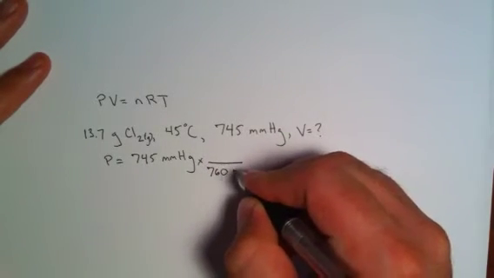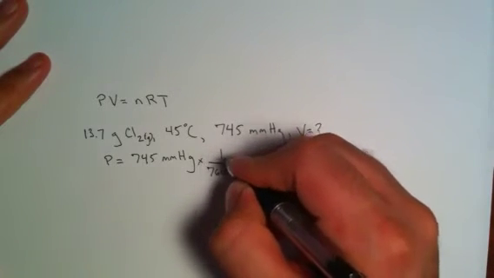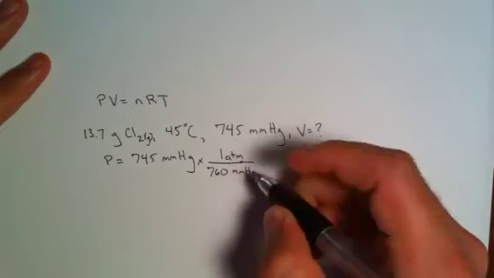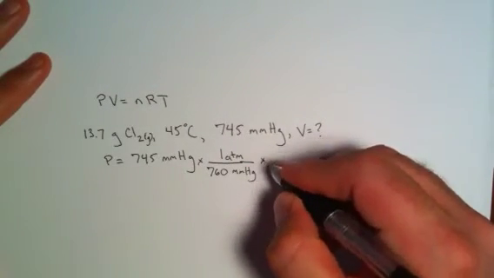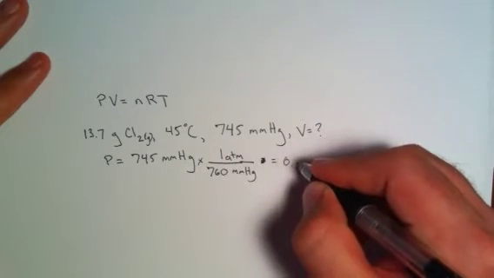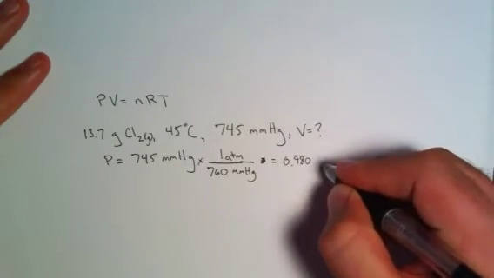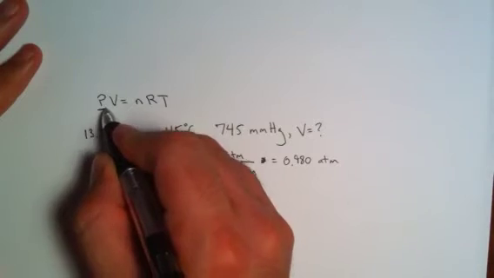Just like we did last chapter, we would use a conversion factor, and you'll learn this conversion factor in Gen Chem. That gives us 0.980 atmospheres. So there's our pressure. We know this variable now.